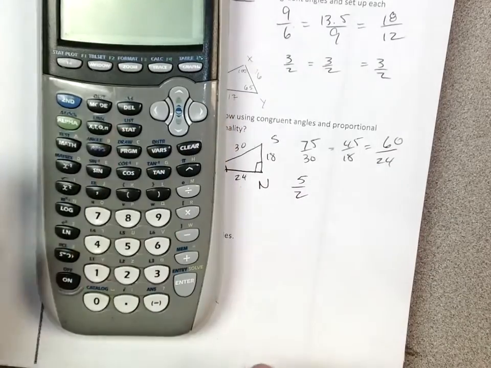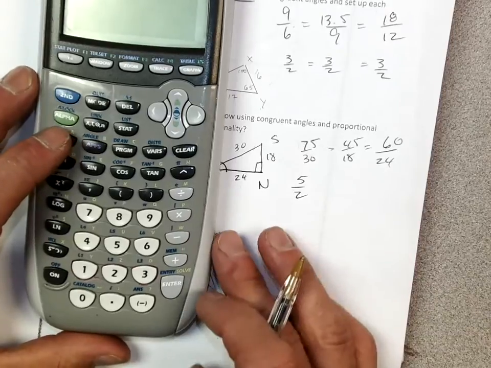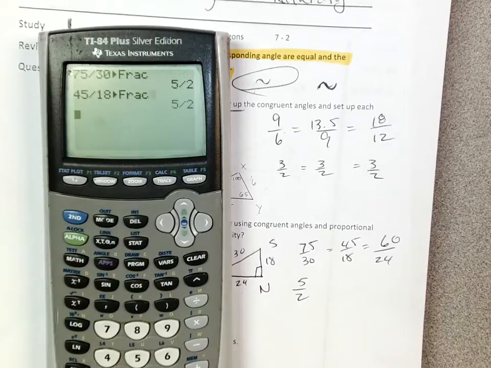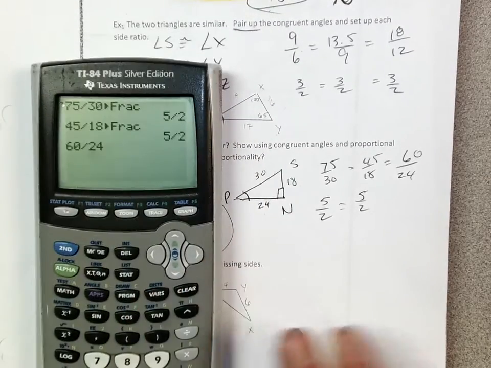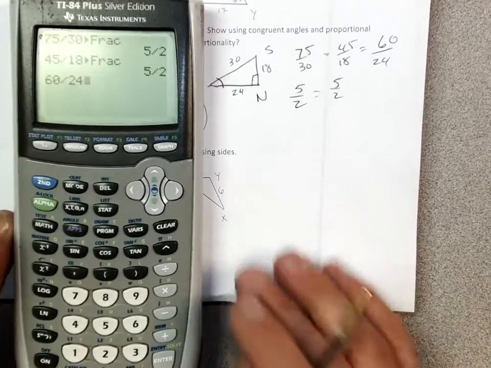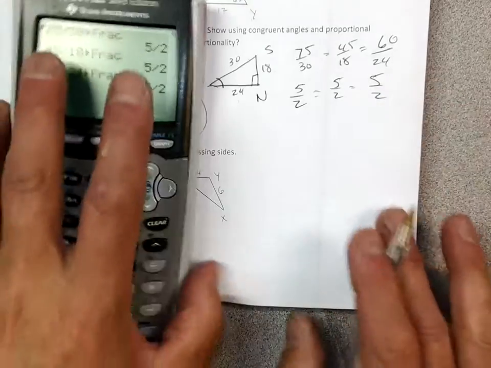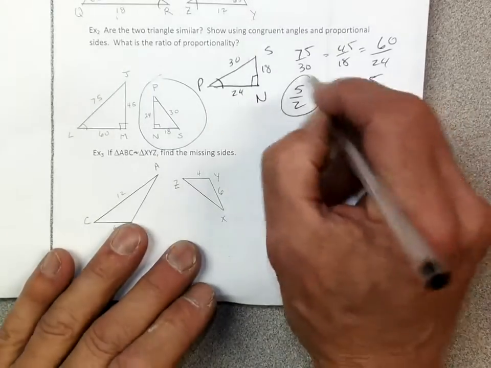So let's do the next one, okay? So 45 divided by 18. Let's find the fraction button in the math button. So I hit my math button, and there's my fraction. And it reduces it to 5 over 2. Okay, that's good. And then let's go 60 divided by 24. So I'm going to hit my math button because there's my fraction. Boom. 5 over 2. Okay, so are the two triangles similar? Yes, because we know that all of their sides are proportional. What's the ratio of proportionality? 5 over 2.